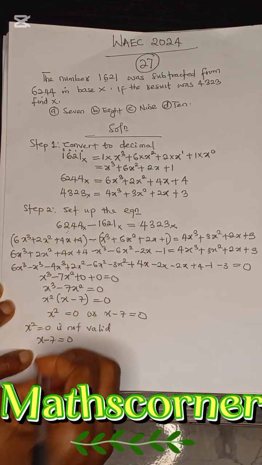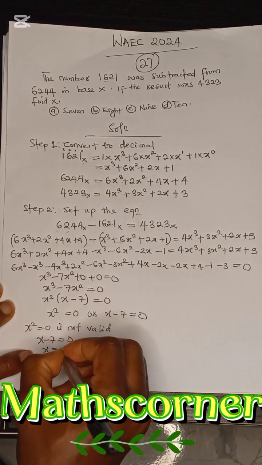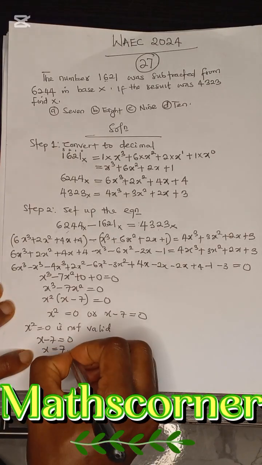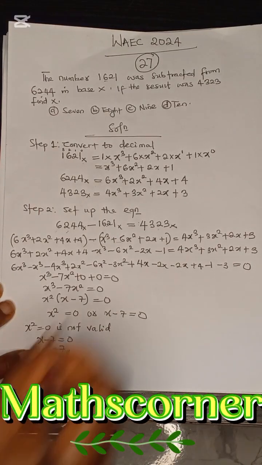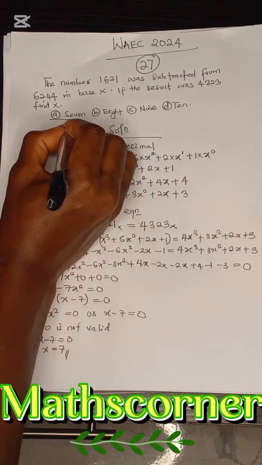So from here, we'll make x the subject of the formula. x is equal to 7. This is the final result. So it means option A is correct.